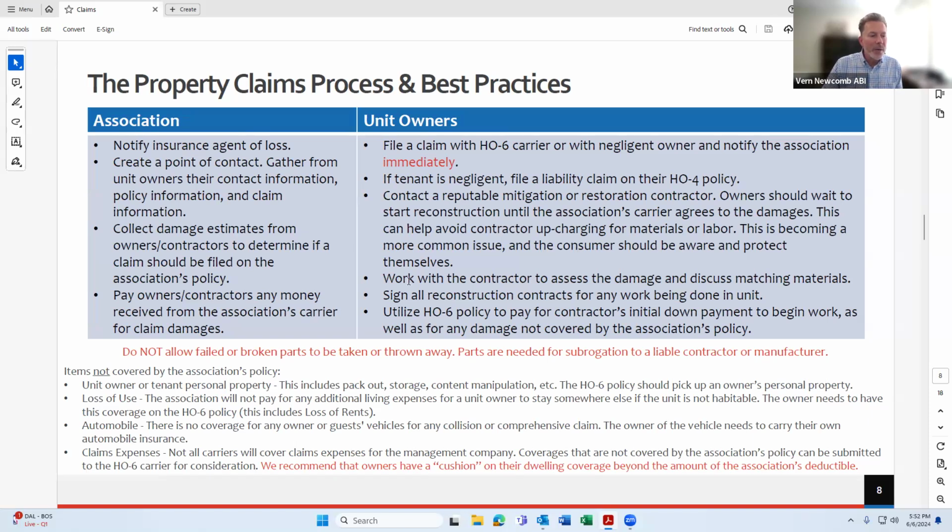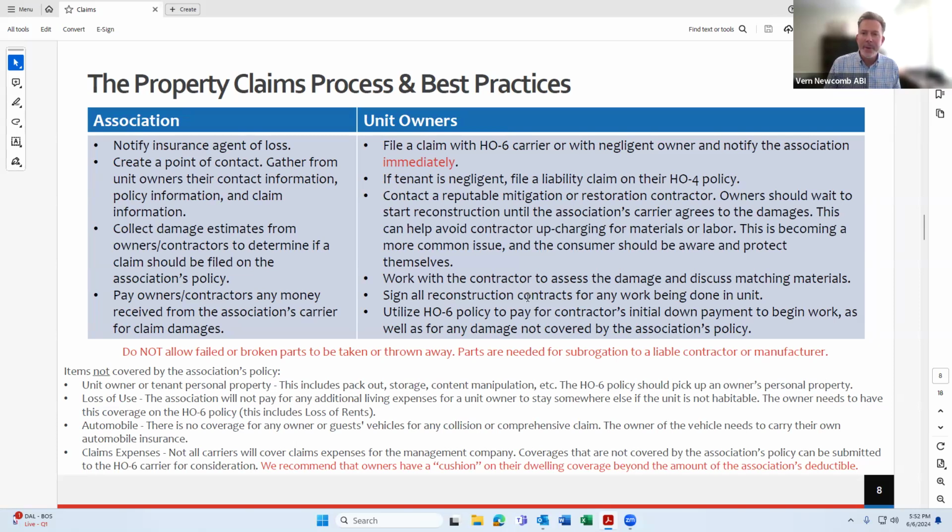Also, the unit owner signs all reconstruction contracts for any work done to the unit and all mitigation contracts. If the unit owner's unit is damaged, they sign the contract. If the association signs the contract, then the association could be responsible for any shortfalls of premium because the insurance company and the contractor did not agree on what the amount was.